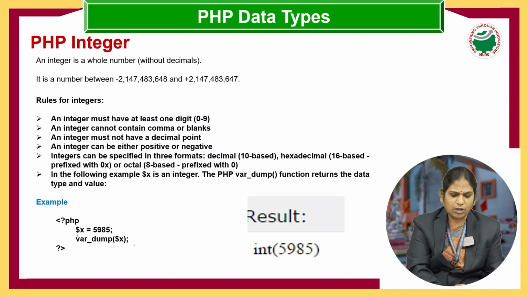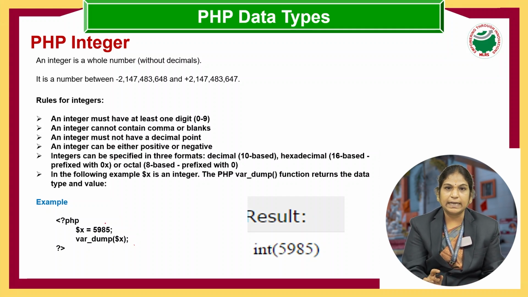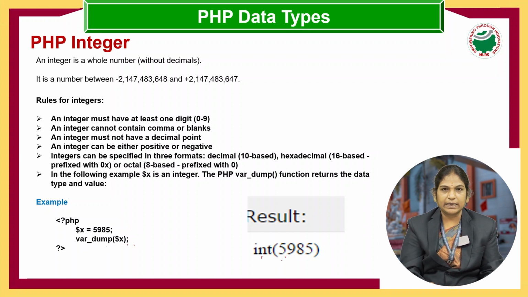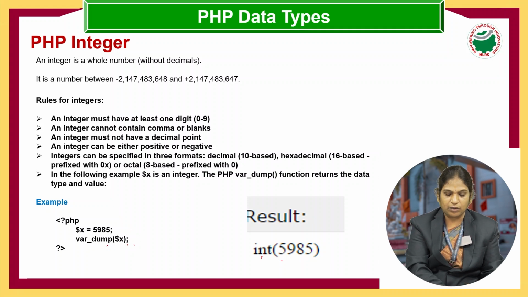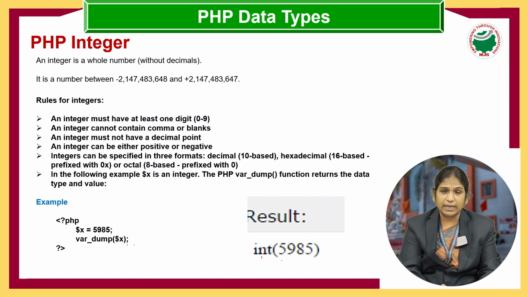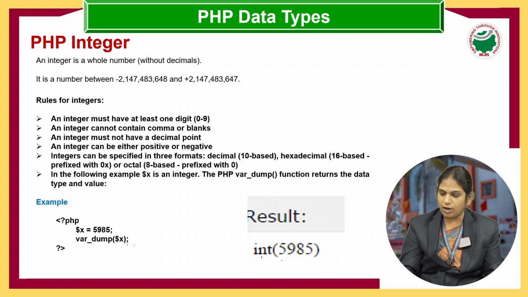So here $x equal to 5985. What data have we given? Numeric data. To check whether $x is taking the integer data type or not, I am using the function var_dump($x). So it shows int 5985. So var_dump is specifying the data type of $x. What is the $x? Integer. What is the value inside the $x? 5985. So it is going to display 5985 as the output.